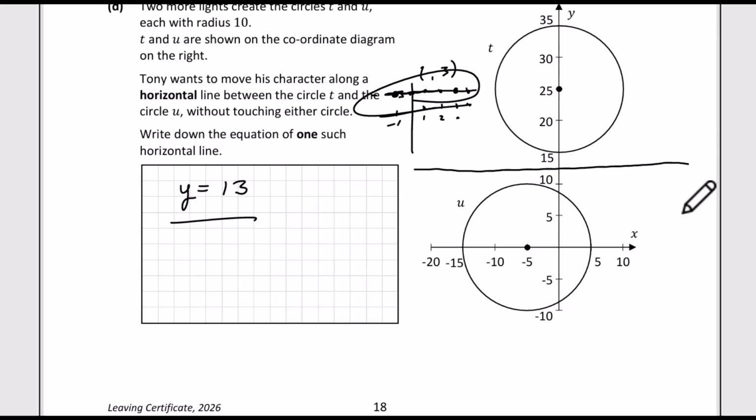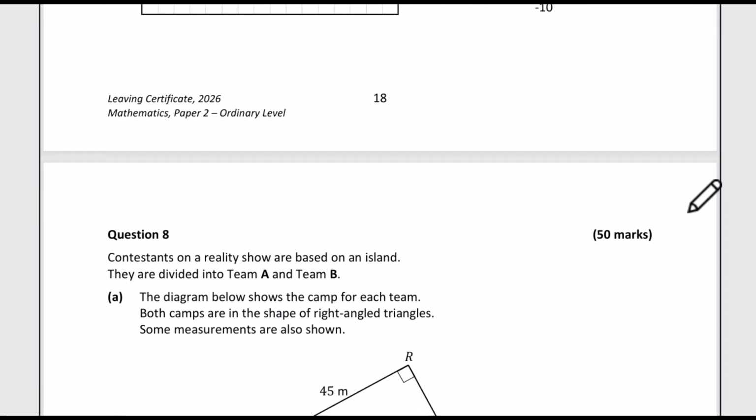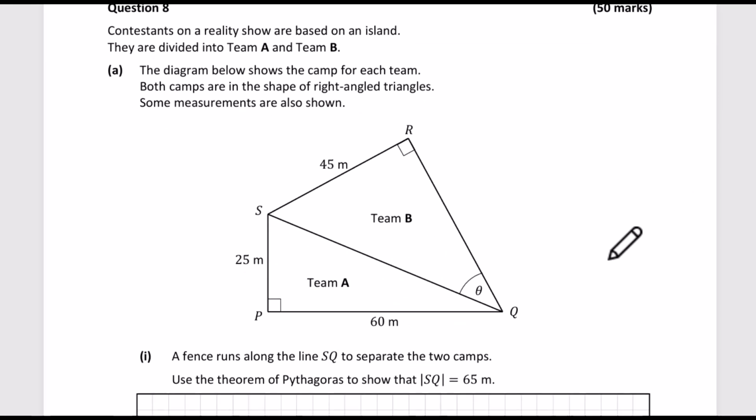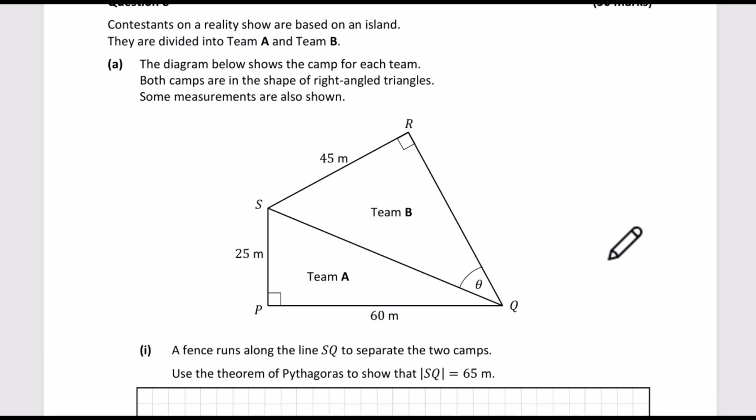And that's really it for question 7. Okay, this is question 8. Contestants on a reality show are based on an island. They are divided into Team A and Team B. The diagram below shows the camp for each team. Both camps are in the shape of right angle triangles.